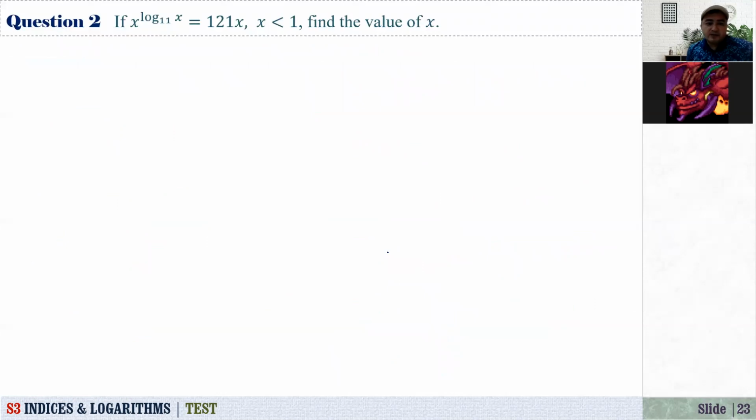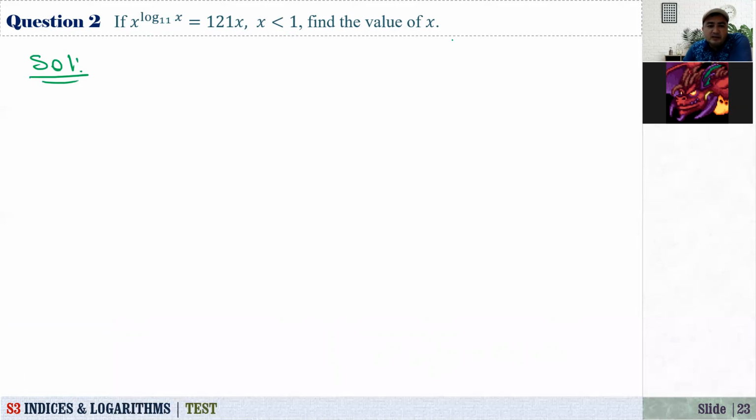Okay, the last question. Let me use clean here, solution. In this question, it says that x to the power of logarithm of x to the base of 11 equals 121x. So if x is less than 1, find the value of x.